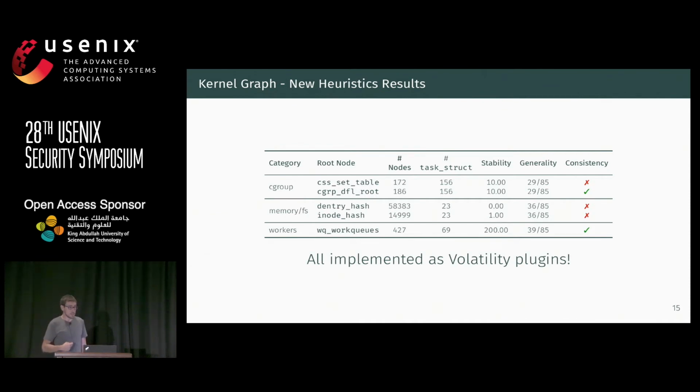For sure, the first one is the most interesting one, which is in the cgroup category. With these new heuristics, by passing through some cgroup structures, we are able to reach all the processes and all the threads which were running in the system. On the other hand, we also found 2 new techniques in the memory and file system category, which, by passing through memory or file system structures, are able to reach all the processes which have at least one memory mapped file. And finally, we also found a new way to list the kernel workers, which are still part of the process list. We implemented all of these new techniques as Volatility plugins.